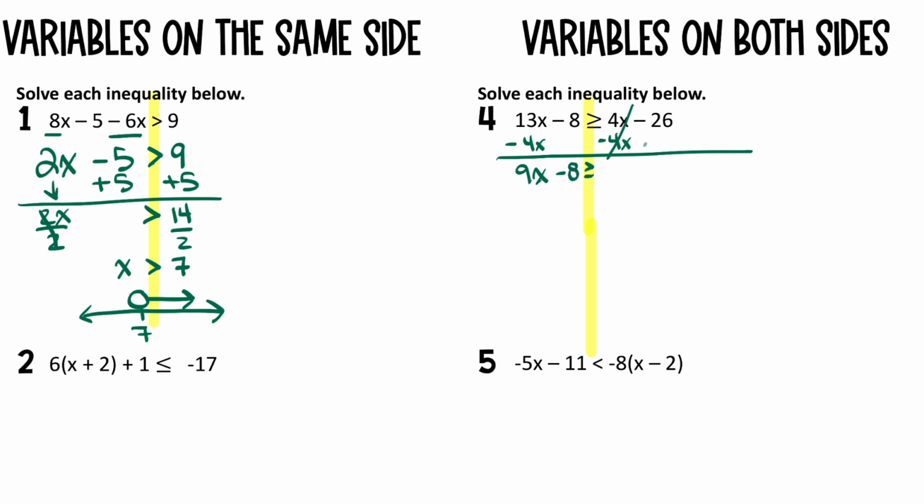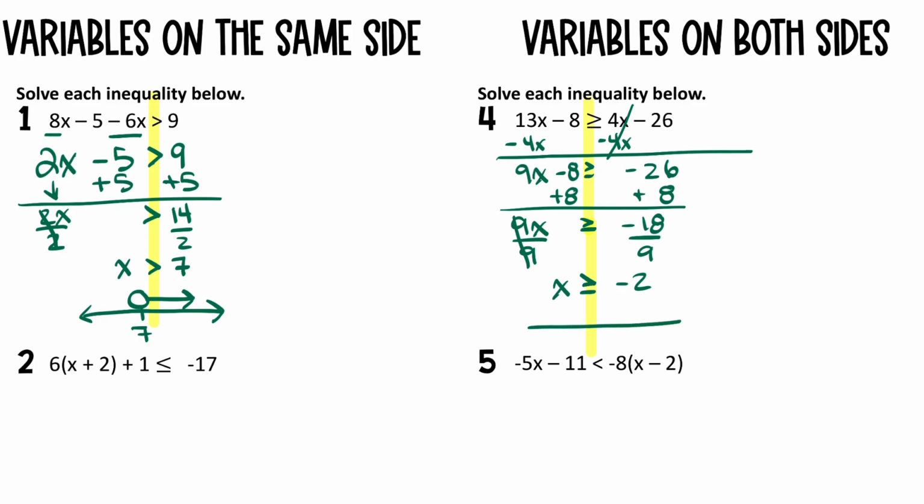The 4x's drop out. Negative 26. Undo subtraction by adding 8 to both sides of that yellow line. I get 9 times x is greater than or equal to negative 18. The opposite of multiplying by 9 is dividing by 9. It is a positive number I'm dividing by, so I do nothing with my inequality, and I get x is greater than or equal to negative 2. In this situation, negative 2, I'm going to fill in the circle and go to the right.